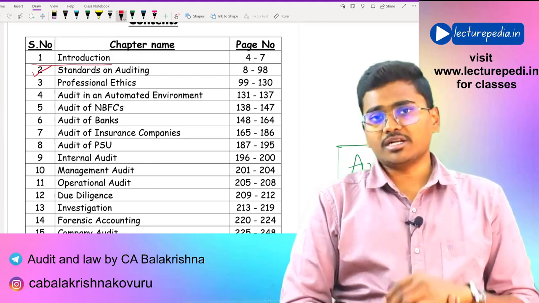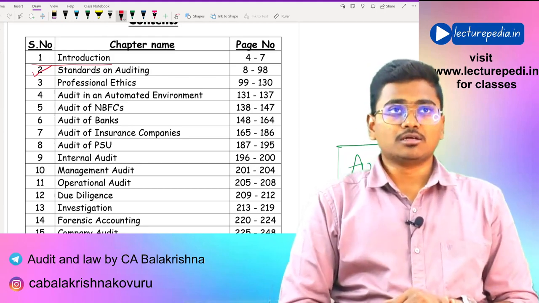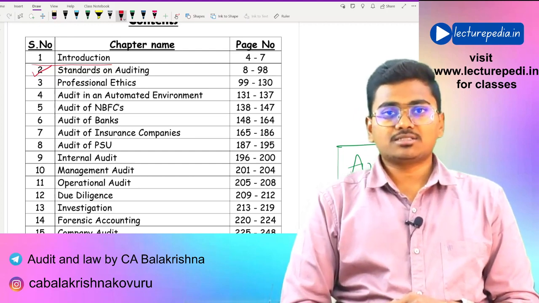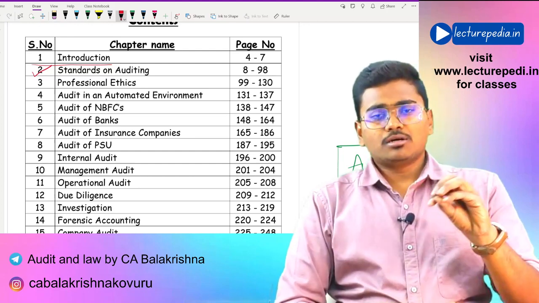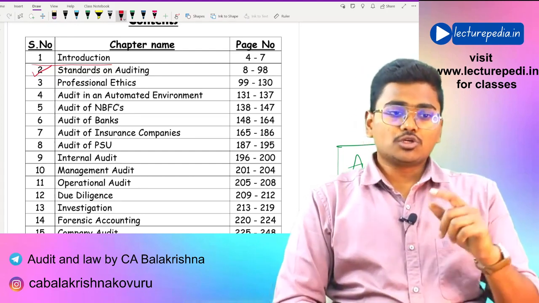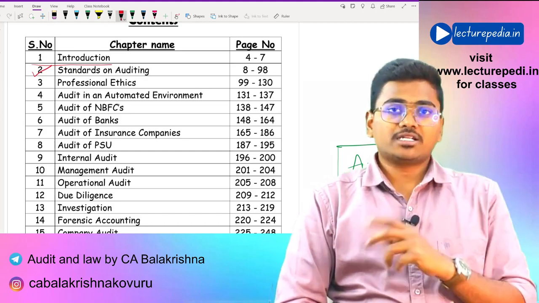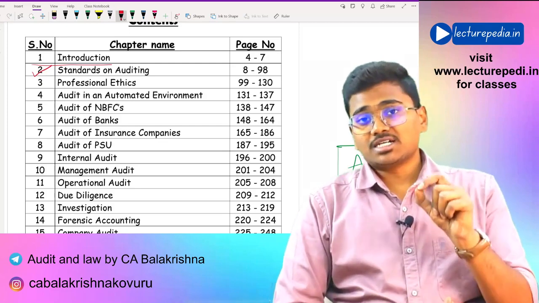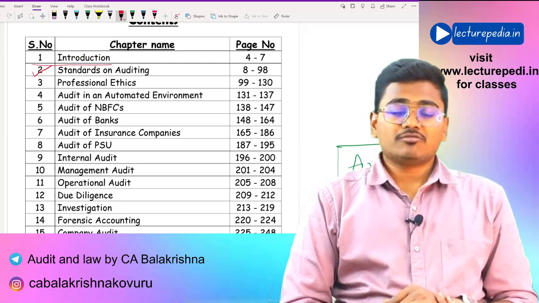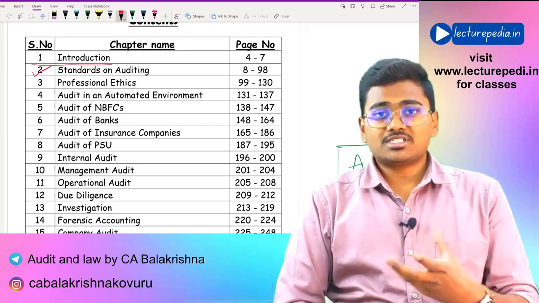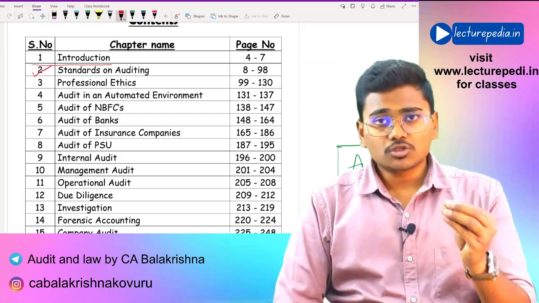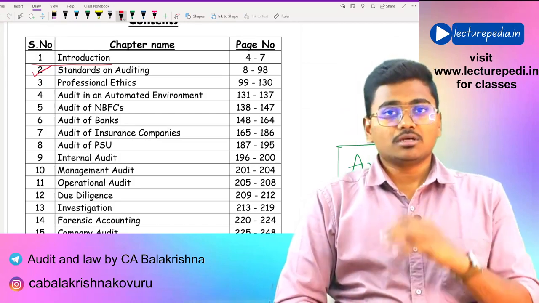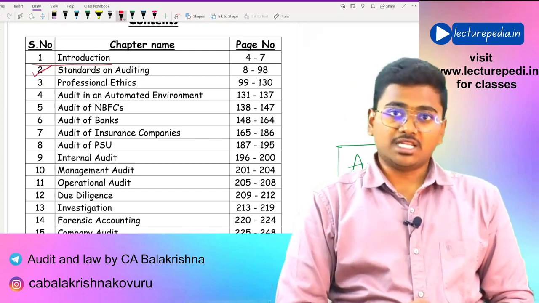This concept related to NFRA we will be reading in the professional ethics chapter. Now the duty of this NFRA is to review the audits that have been conducted by the chartered accountants. By reviewing those audits, if chartered accountants have not complied with any of the laws or standards, those non-compliances will be issued in the form of a report by NFRA.